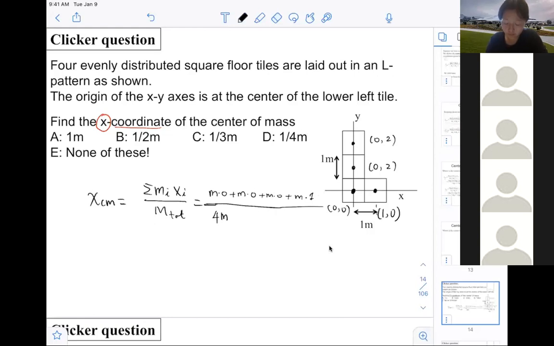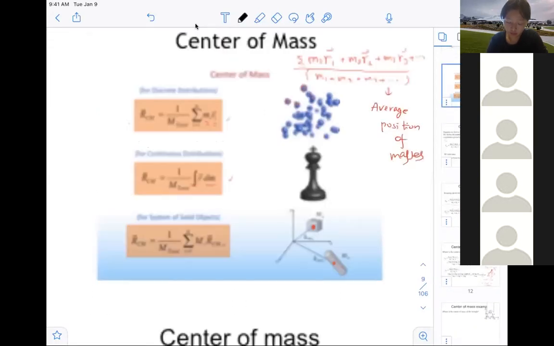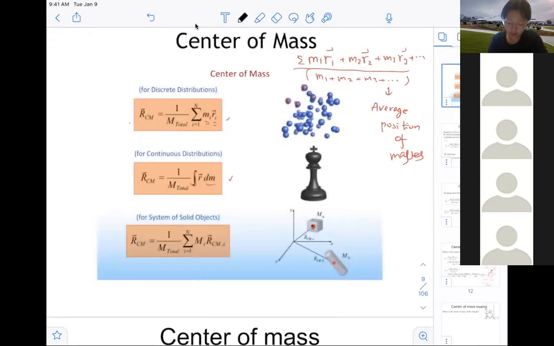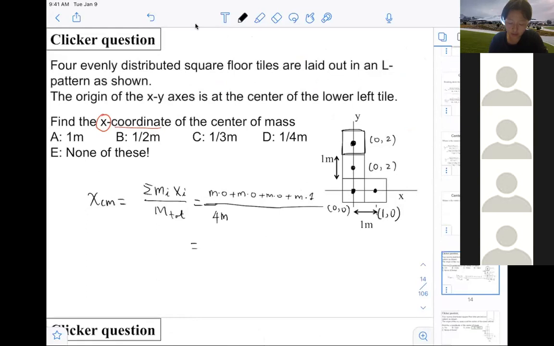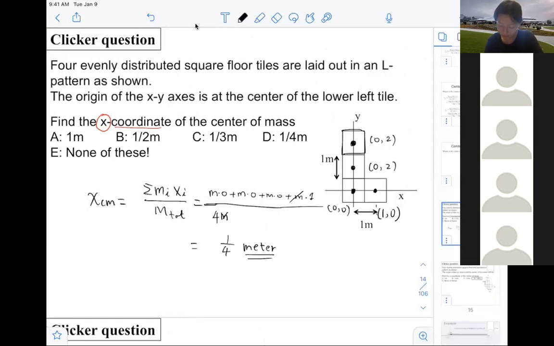We first make this continuous distribution into points. We find the center of mass for each of them, and then we can treat them as a discrete distribution. So this is an example of what I said previously. When you have something more complicated, you find the center of mass for each part, and then you find the overall center of mass for that complicated shape. And you can see that the answer would be 1 over 4 meters. Very good. Excellent.